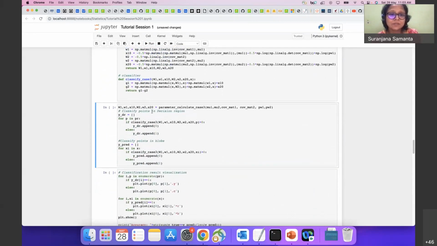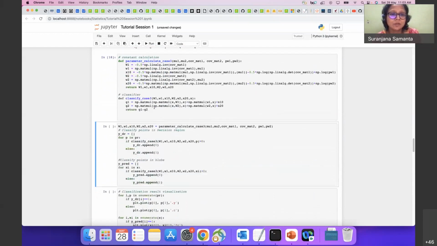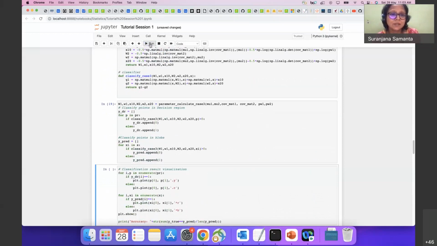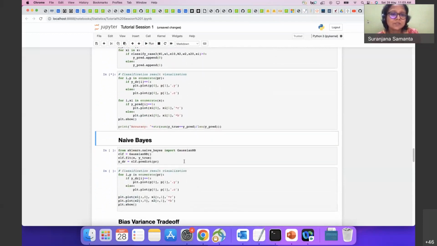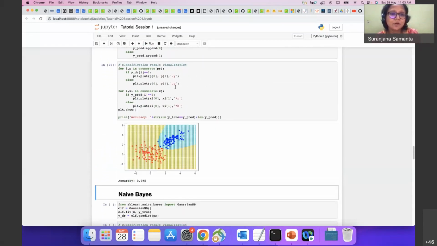The number of parameters here, you can see, is so huge. As we increase the complexity, the number of parameters also increases. We do the classification for each point in the blobs, for each point in the decision region, and here we see a nice quadratic curve. That's what we see using the Bayes classifier. We get a very good accuracy, 99.5.